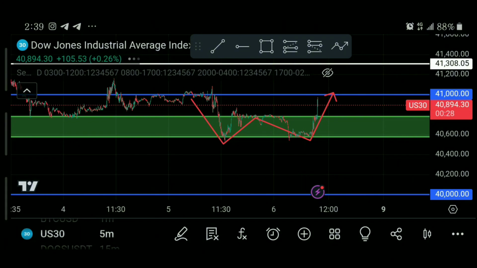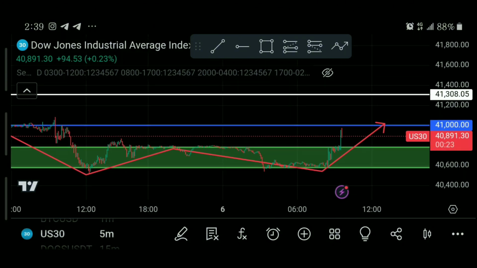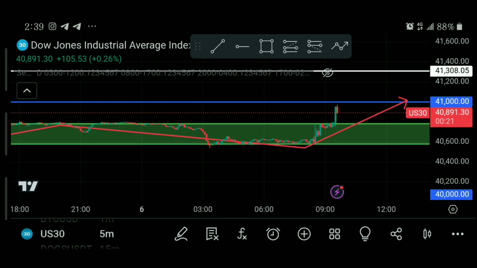So let's go over it again. You can see on the 5-minute time frame the market is already rejecting. It's already coming down.